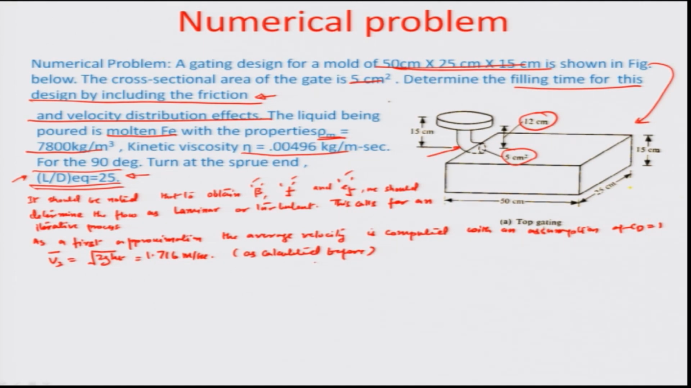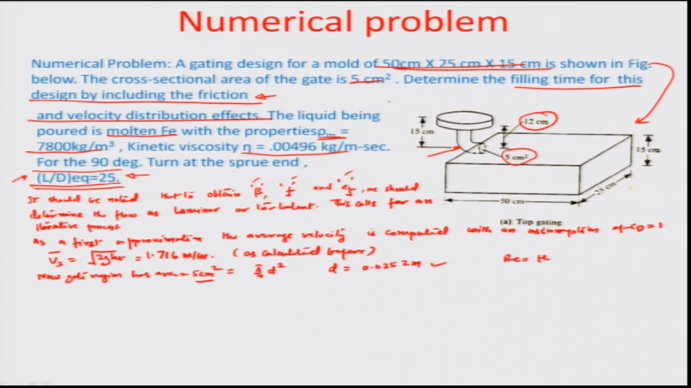So now the gate region has a total area of 5 centimeter square, and if we assume the gate diameter to be d, we can say pi by 4 d square is actually equal to 5 centimeter square, or in other words in the gate region the diameter would be 0.0252 meters. So, let us now calculate what is going to be the Reynolds number.